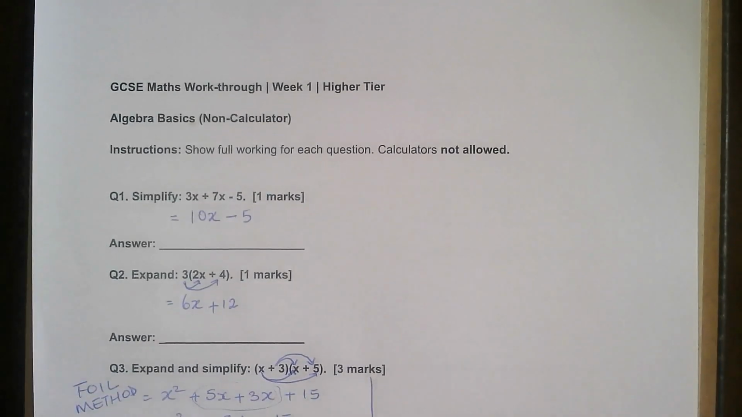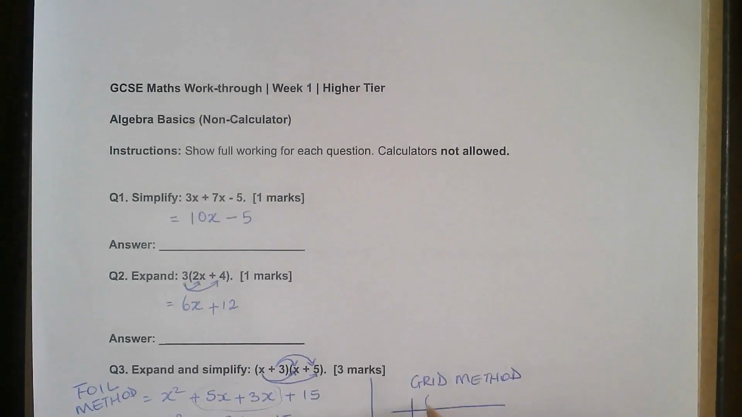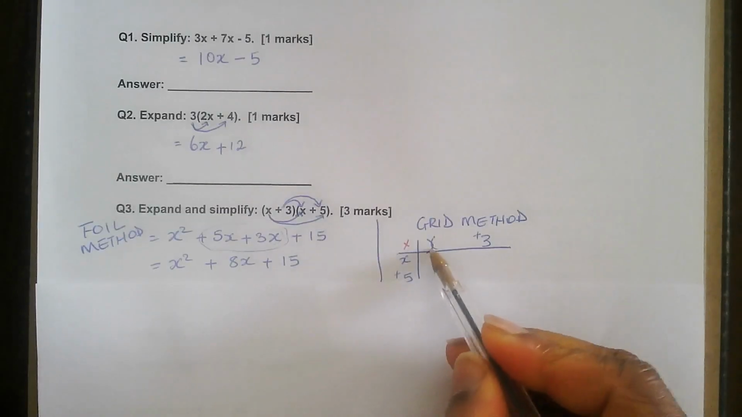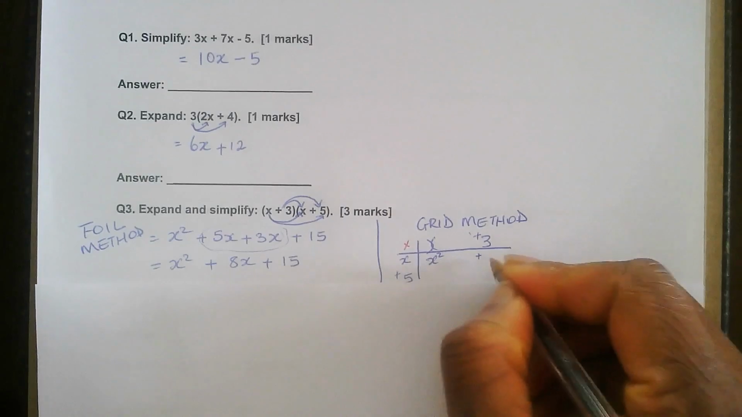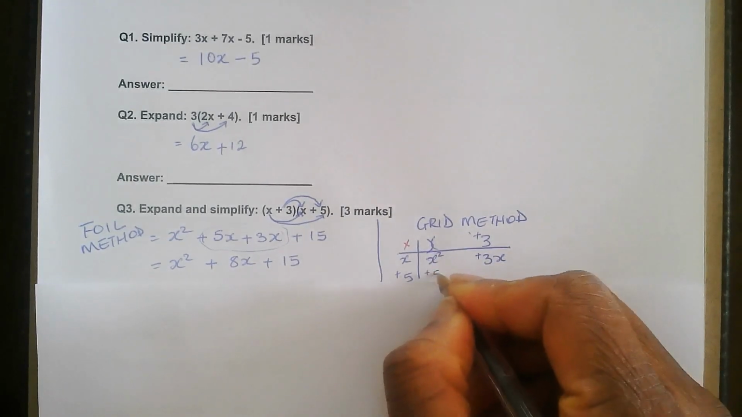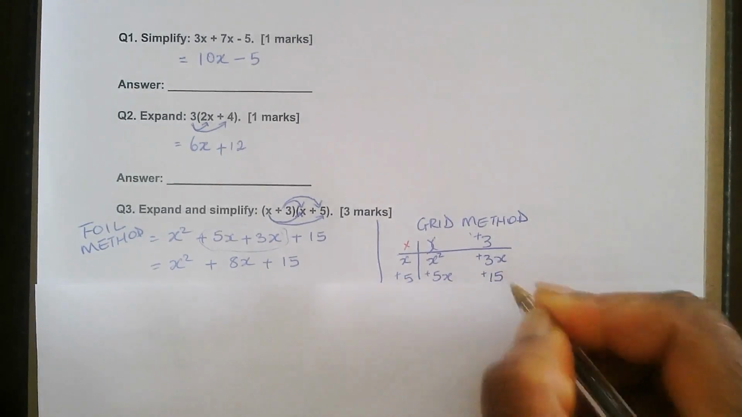Now I'll show you the other method called the grid method. One of the brackets, put it at the top here. So x and then 3, and x and a 5. Positive, positive. Now we're going to need to multiply. x times x is x squared. x times 3 is positive 3x. Positive 5 times x is positive 5x. And positive 5 times positive 3 is positive 15.